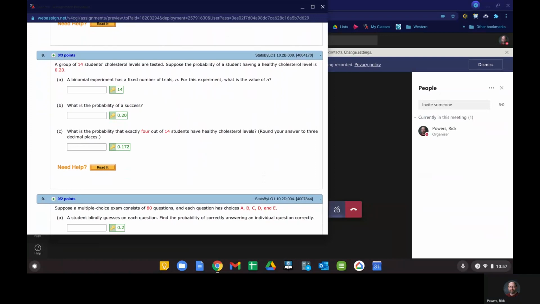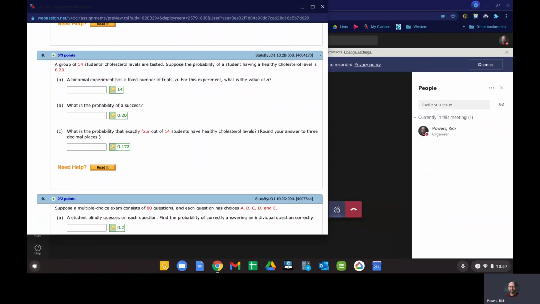So then when we are doing a binomial situation, binomial means there's two options. Either they have a healthy one or they don't. That's it. So we've got those two options. And then we say we're looking at a fixed number of trials. So there is a certain number of times that we are observing here. And that would be the 14. We're observing 14 students. And so again, the probability of success is 0.20. That's the answer to part B.